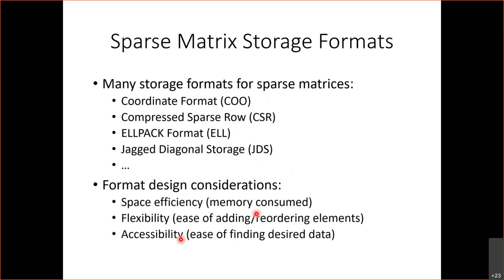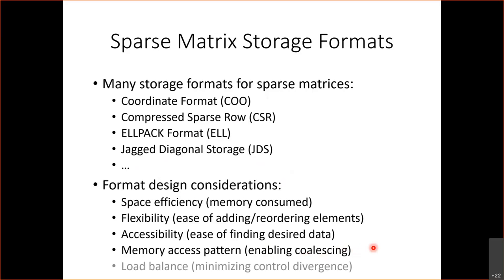Another one is accessibility, so the ease of finding the desired data. When you access a matrix, you want to access it in a particular way. Maybe you want to go through all the rows of the matrix, or maybe you want to go through all the columns of the matrix. Depending on how you would like to access your matrix, different formats might make certain types of accesses easier than others. Yet another one is the memory access pattern that the storage format enables. In the context of GPUs, it's whether this storage format enables memory coalescing. How you lay out your data impacts how you access your data. So you can design formats that give you better coalescing.